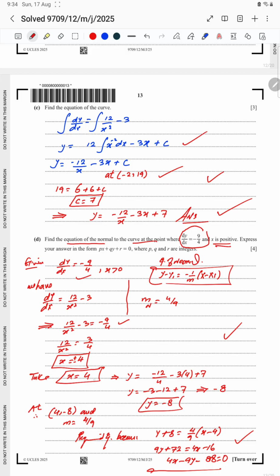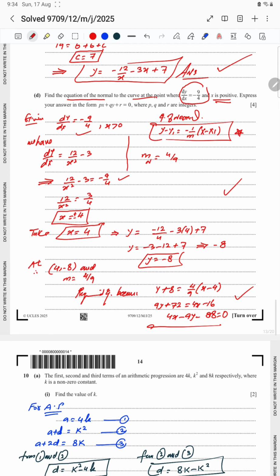By replacing this x equal to 4 in the above part C, this line, we get y equal to minus 8. So the equation of the normal at point (4, minus 8) with gradient 4 by 9 is, I use this formula, or you can apply y equal to mx plus c. The choice is yours, and the final answer will be in terms of px plus qy plus r equal to 0. I wrote it here.